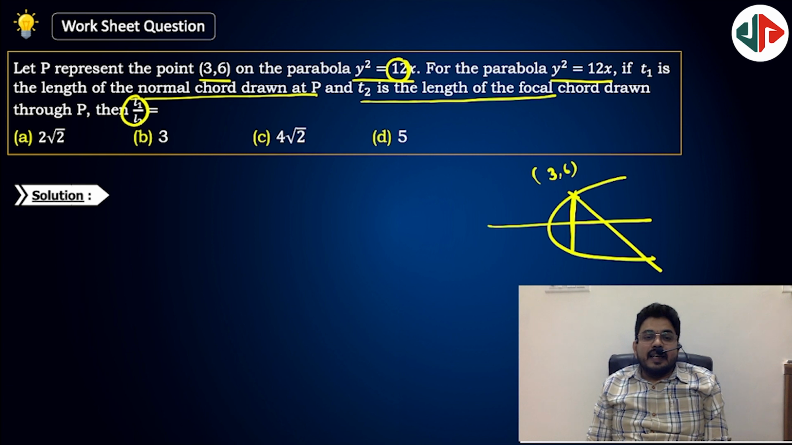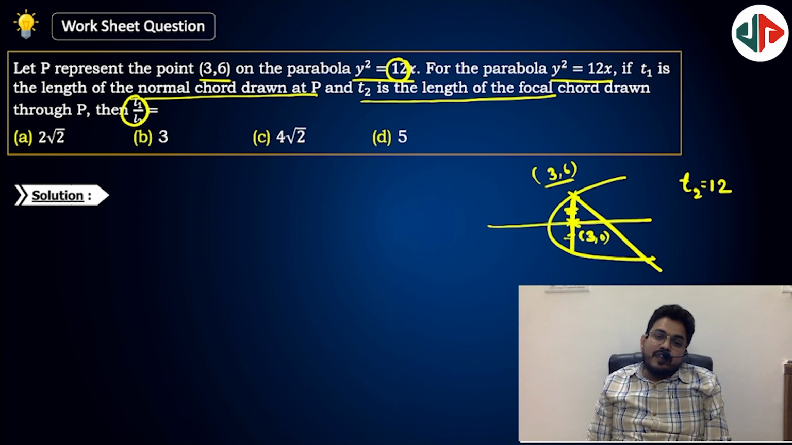Clearly, the length of the focal chord T2 is equal to directly 2A. Because this point is the vertex, focus is 3 comma 0. This is 6 units, this is 6 units, 12 units. I need only this value.